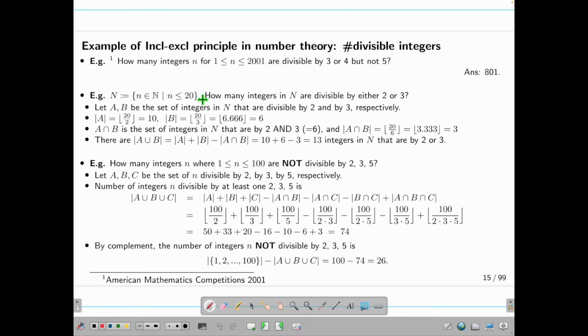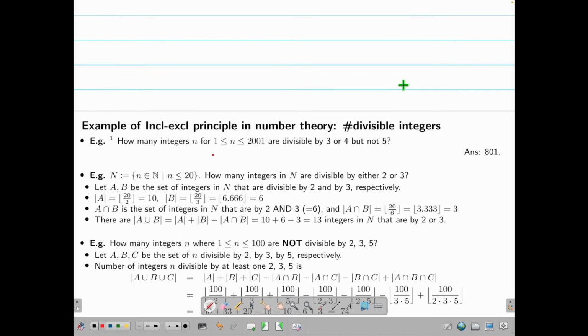How many integers from 1 to 2001 are divisible by 3 or 4 but not 5? This is a very typical Olympiad math problem for primary school. So how do you count this? The answer is 801. How? Suppose I have a set N. N is a set of what? Natural numbers. 1, 2, 3, 4, 5 up to 20. How many integers in this set are divisible by either 2 or 3?